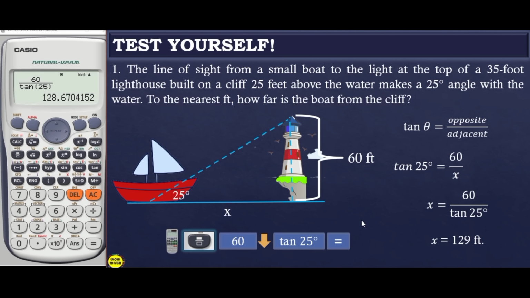Okay? But since ang tinatanong ay to the nearest feet, so ibig sabihin whole number na siya. So i-convert natin siya into whole number. So that is 129 feet. Okay? So how far is the boat from the cliff? That is 129 feet.